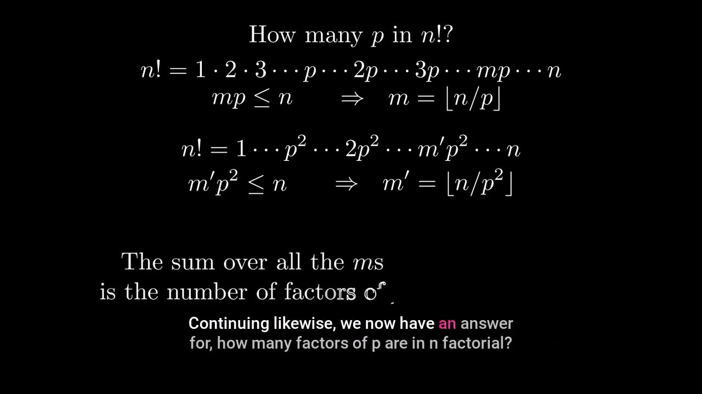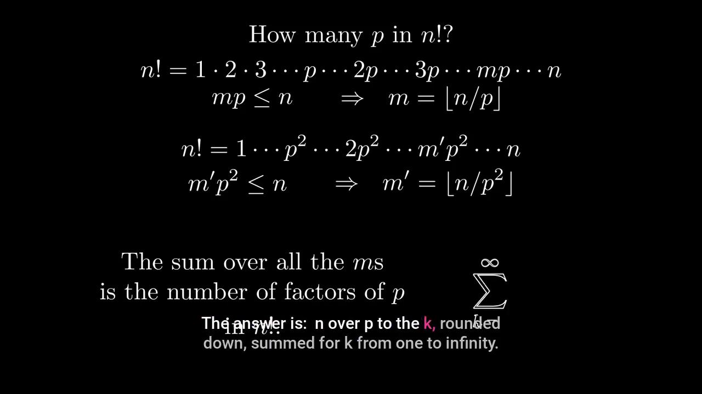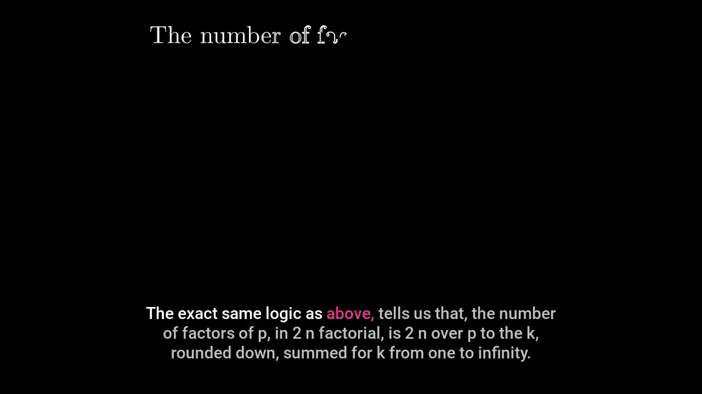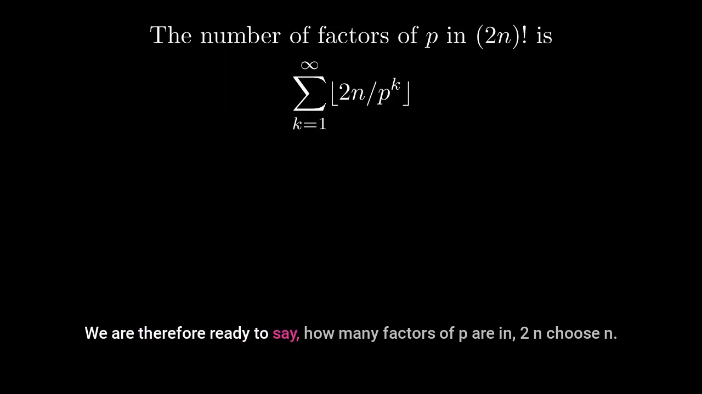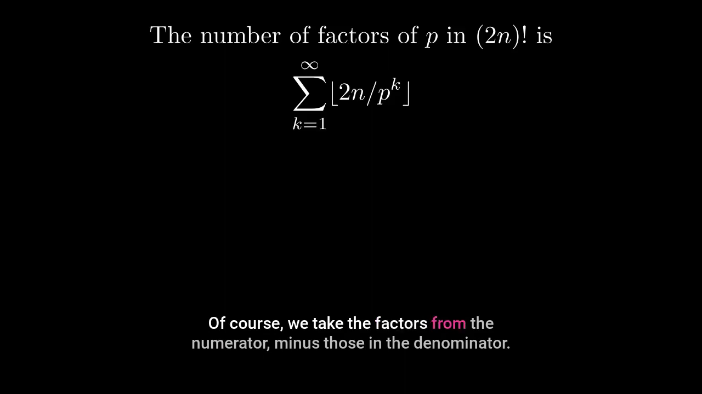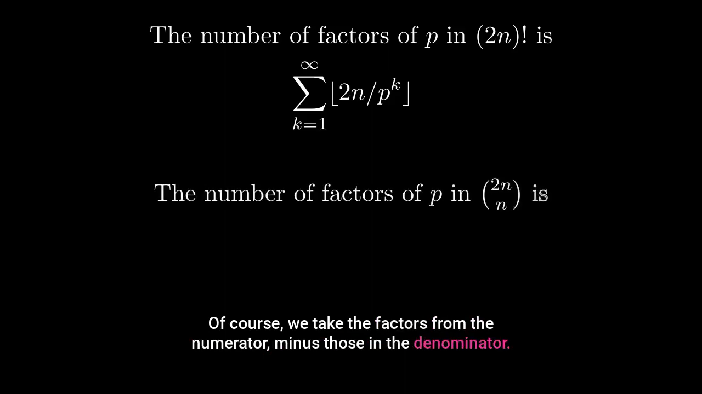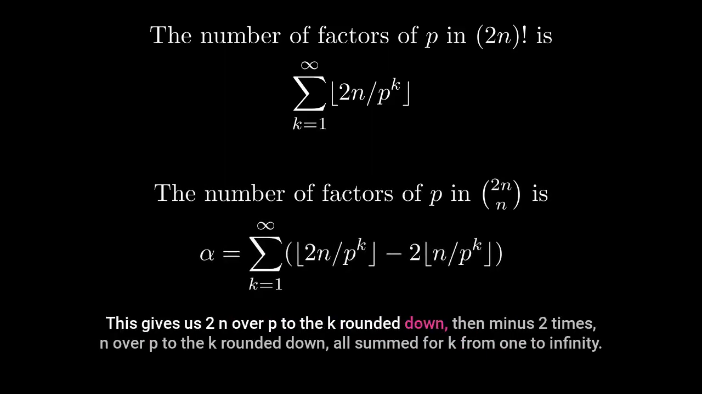Continuing likewise, we now have an answer for how many factors of p are in n factorial. The answer is n over p to the k, rounded down, summed for k from 1 to infinity. The exact same logic tells us that the number of factors of p in 2n factorial is 2n over p to the k, rounded down, summed for k from 1 to infinity. We are therefore ready to say how many factors of p are in 2n choose n. Of course, we take the factors from the numerator minus those in the denominator. This gives us 2n over p to the k rounded down, minus 2 times n over p to the k rounded down, all summed for k from 1 to infinity.